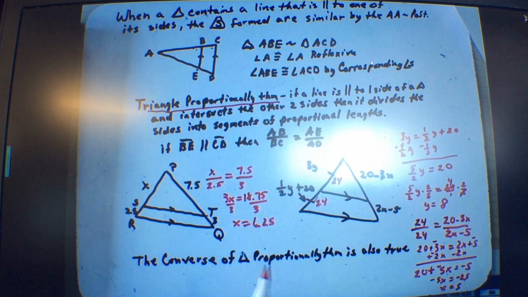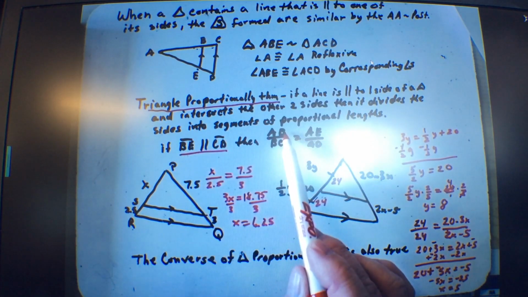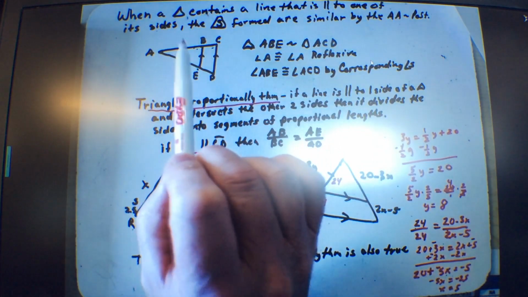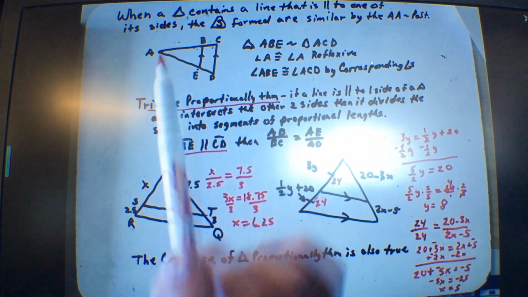If line segment DE is parallel with line segment CD, then AE over AD... So this piece is to this piece as this piece is to this piece. Okay?